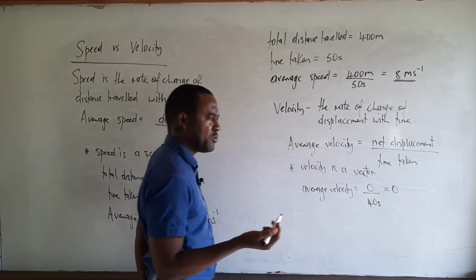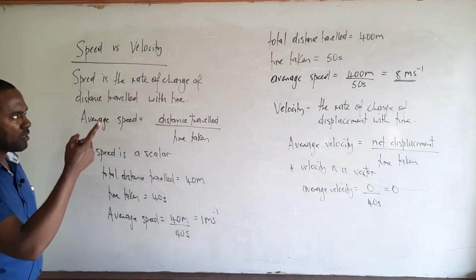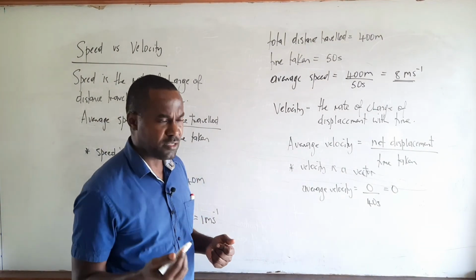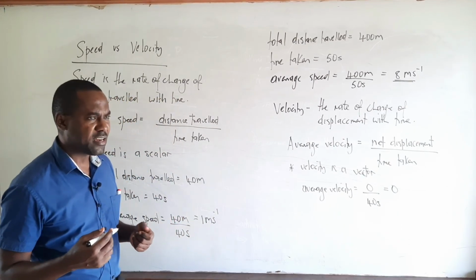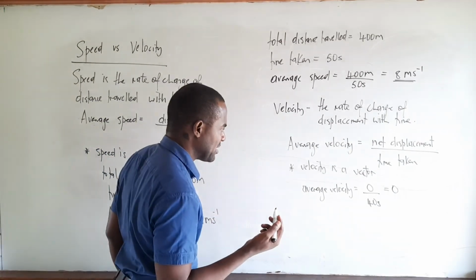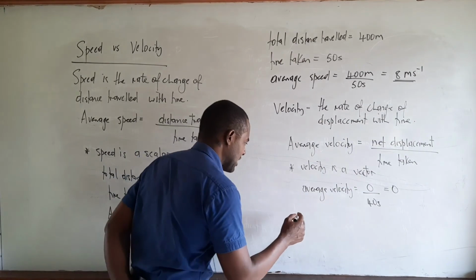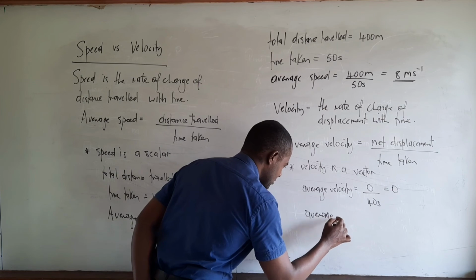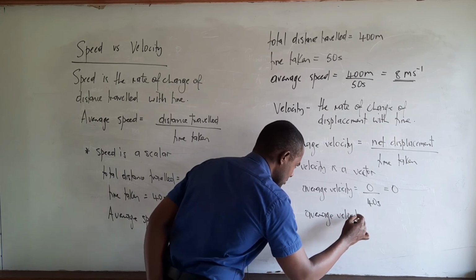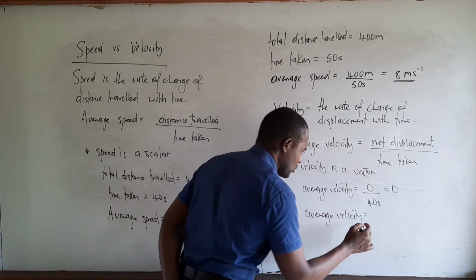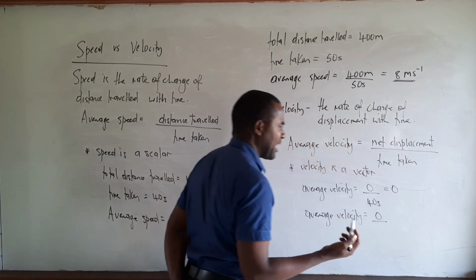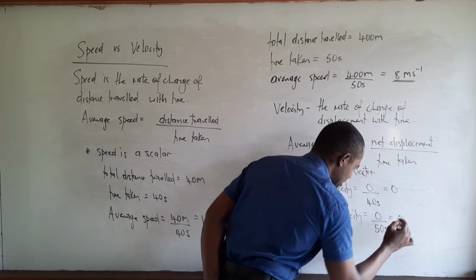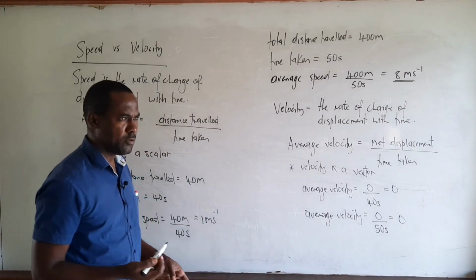In the case of the athlete who covered exactly 1 lap of the 400-meter track, which means he started and ended at the same point A, his net displacement was also 0, and so his average velocity would be given by net displacement, which once again is 0. This time the time taken is 50 seconds, and so his average velocity is 0, right?